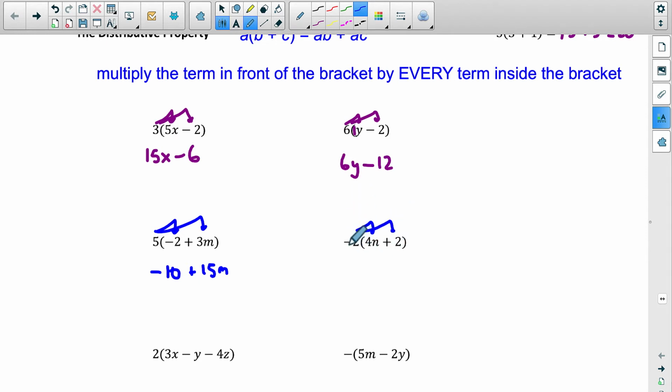We're multiplying negative 2 times 4n. So you go negative 2 times 4, which is negative 8, and slap on that n there. Don't put down the sign. Definitely don't put a plus here, because look, we're going negative 2 times positive 2, and a negative times a positive is a negative. 2 times 2 is 4. So we get negative 8n minus 4.